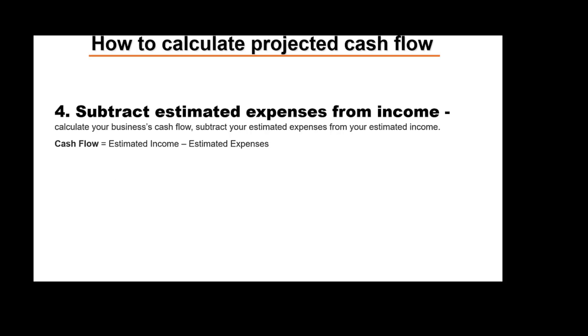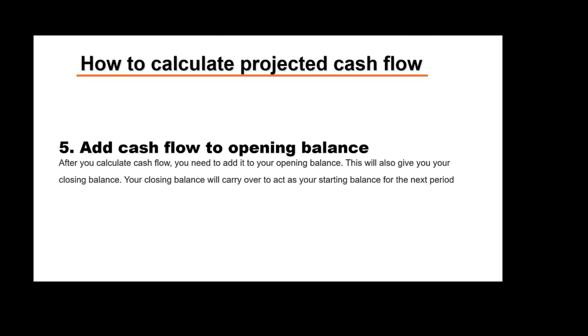Fourth, then subtract the estimated expenses from the income. So like you rightfully see here, all the income, you subtract the estimated expenses from it. And finally, add the cash flow to the opening balance. Use the projected cash flow as your opening balance. Let's go right away to Excel and let me show you how to do a very simple basic cash flow. You package it alongside your proposal and give it to the bank or the government. I bet you it can go a long way to help you secure the grant or the loan you're looking for. Let's go over to Excel.